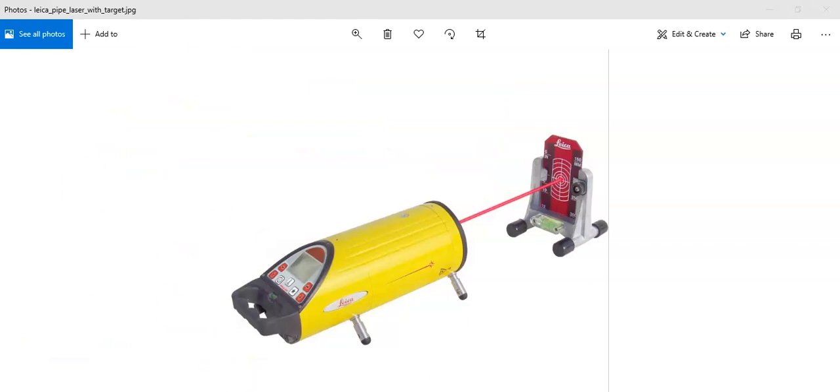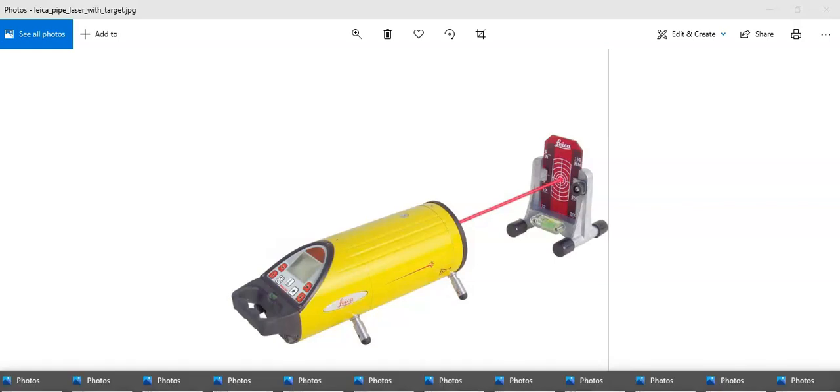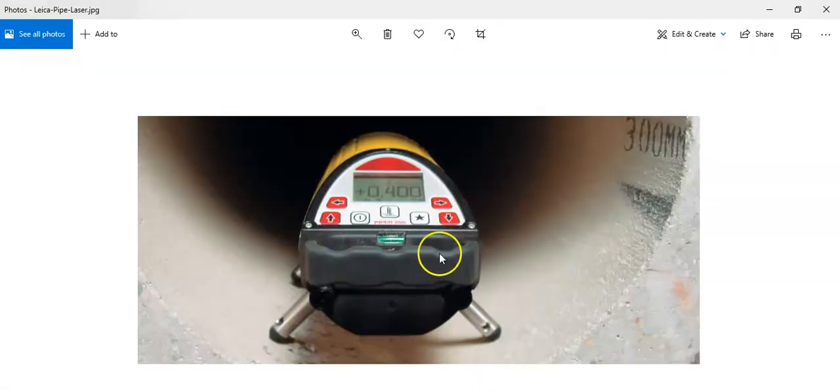So now, practically, how are we going to use this pipe laser? For example, we've been given the project, or we worked it out. We've been given the number, 1.6%. We've been given this. This is our slope. How can we use this figure in there?